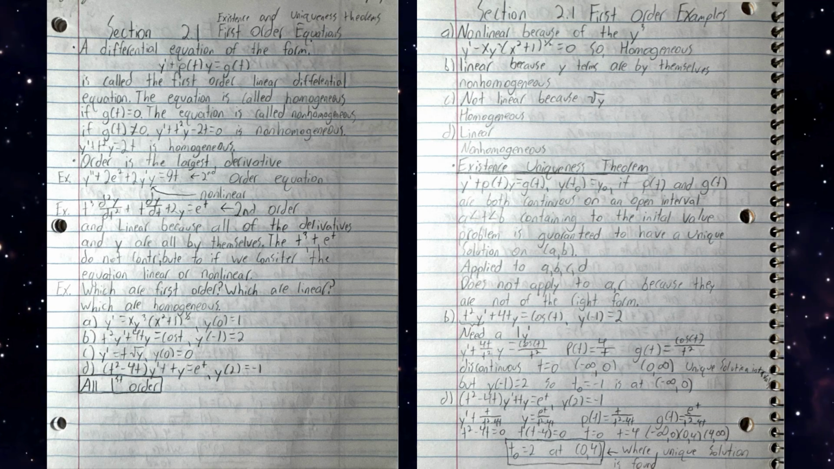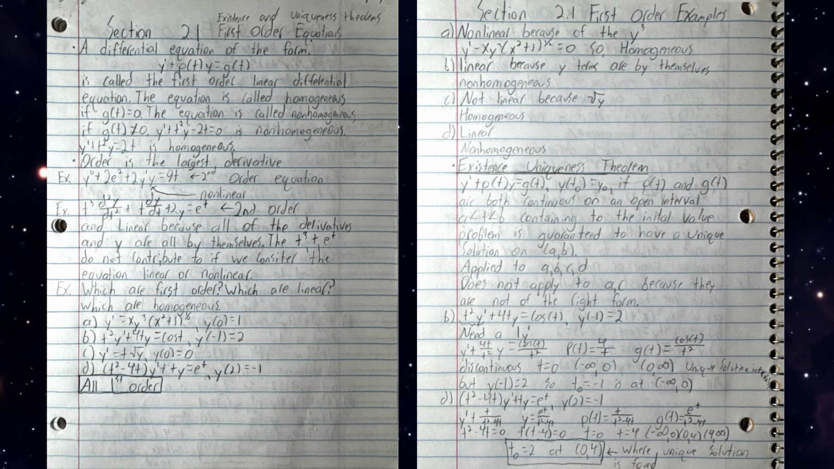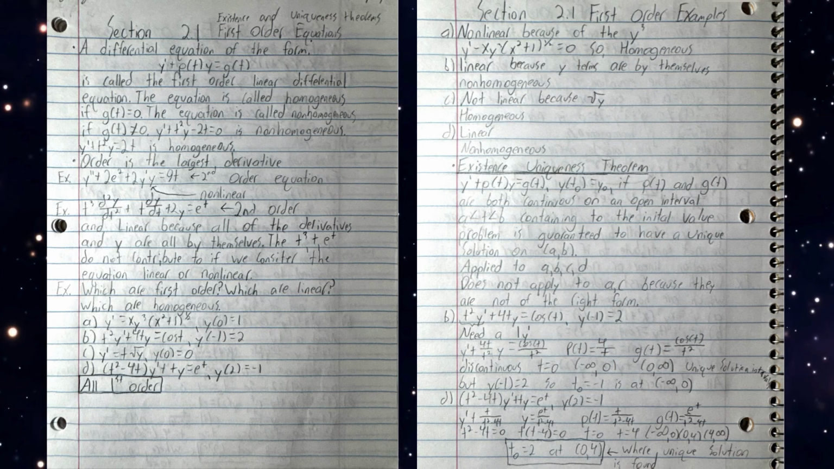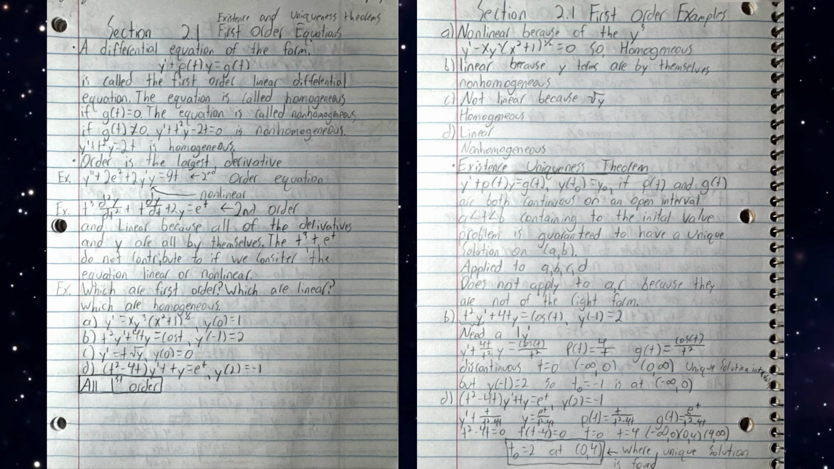Now let's apply this existence uniqueness theorem to our original equations A, B, C, and D. You will notice that this does not apply to A and C because they are just not of the right form.